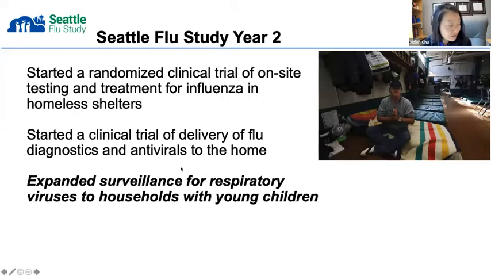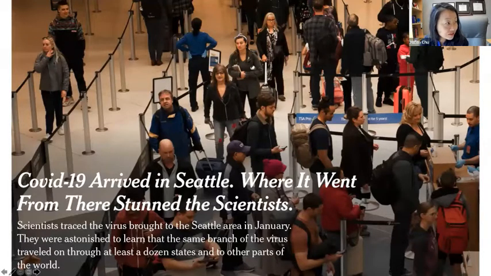And then critically, we also decided to expand surveillance for respiratory viruses to households with young children. And this is actually where the first case was discovered. So this surveillance platform that we developed. So, we had just started our second year of the flu study. We were in pretty good shape.